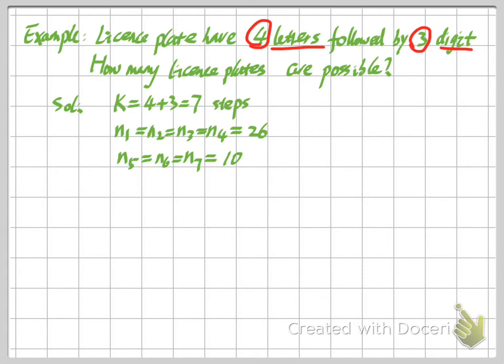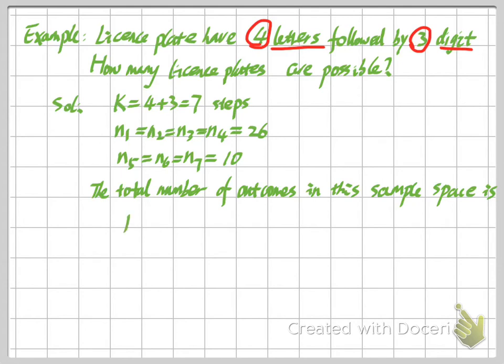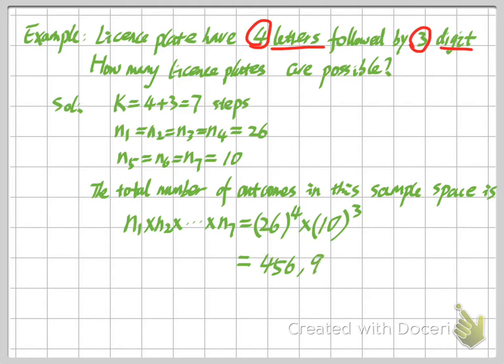And then the last thing is we just use the formula: N1 times N2 until times N7. In this question, it means we multiply 26 four times and 10 three times together, like this. Now you can, of course, use a calculator to compute this. I don't think anyone can compute this by hand, as the number is really large. Okay, so this is the answer to this question.